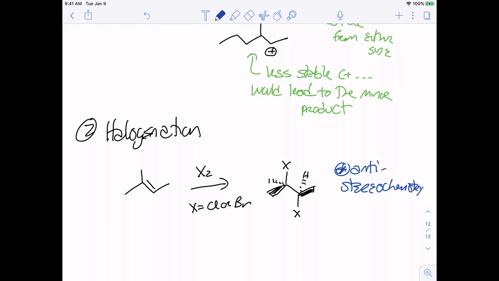And that's a result of the mechanism. As we go through the mechanism, I'll talk about how it comes out to be anti. So anti-stereochemistry: if one halogen's up, the other's going to be down. If you wanted to have one coming out, then the other should be going back. That sort of thing.